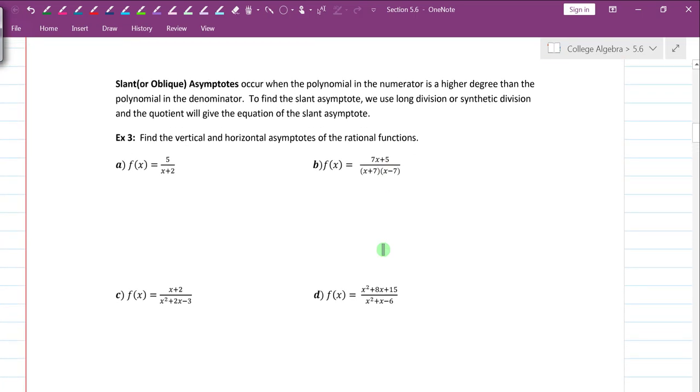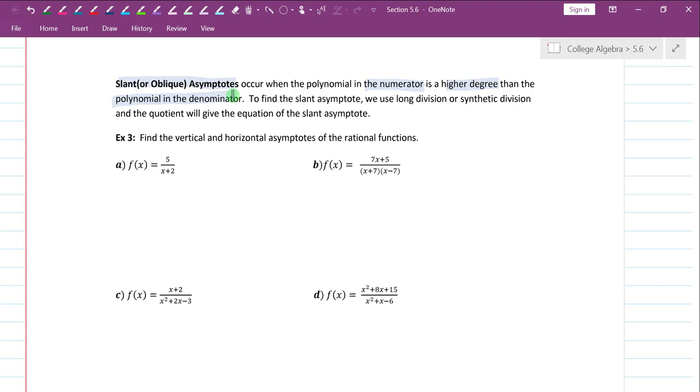Let's look at our slant or oblique asymptote. Our slant or oblique asymptotes occur when the degree of the polynomial in the numerator is higher than the degree of the denominator. To find a slant asymptote, we use long division or synthetic division, and the quotient will give the equation of the slant.